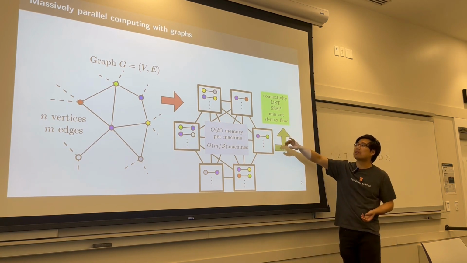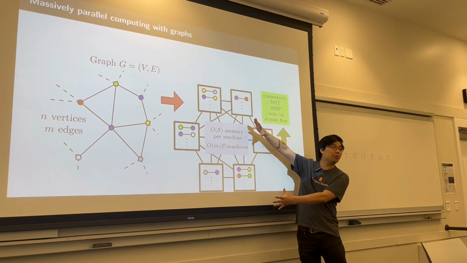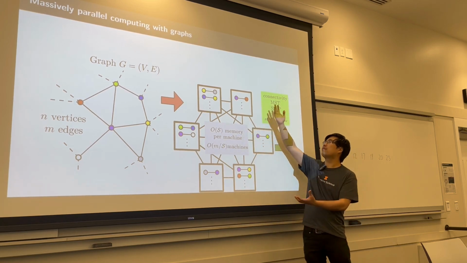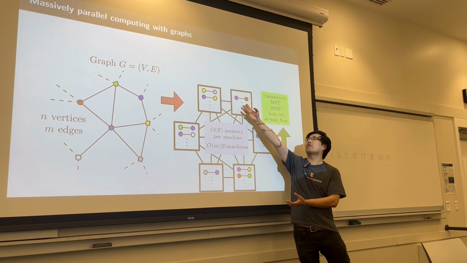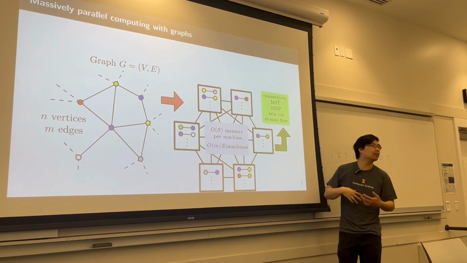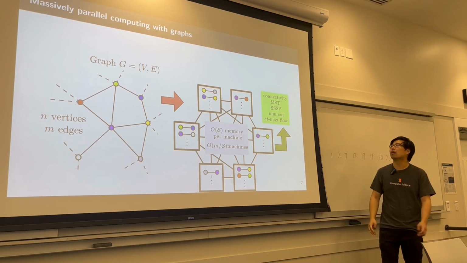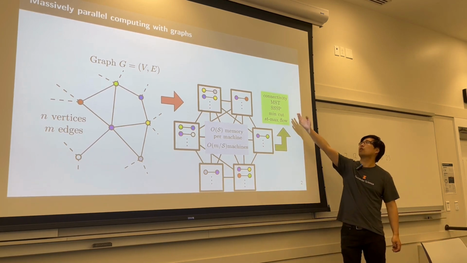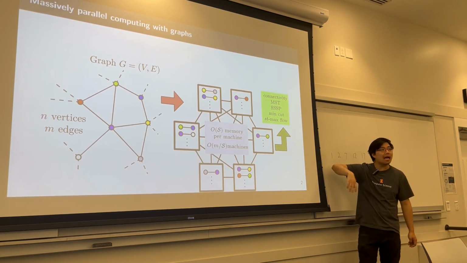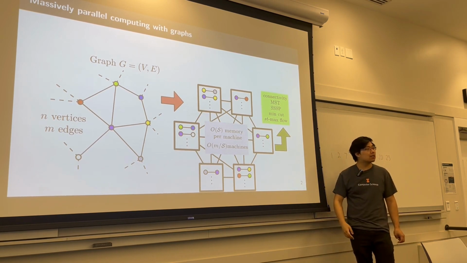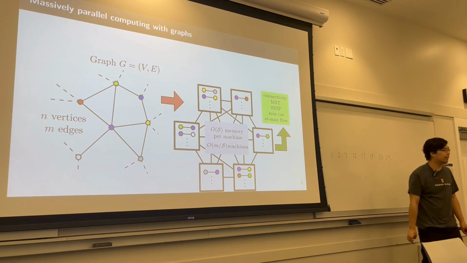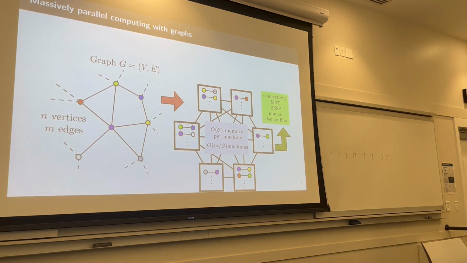And the MST might still be too big to fit on the machines, but you can output the MST by storing for each edge, is it in the MST or not, right? Just a single bit of information. You can also ask about single source shortest paths, min cuts, max flows, anything, things like this, right? These are natural questions to ask.